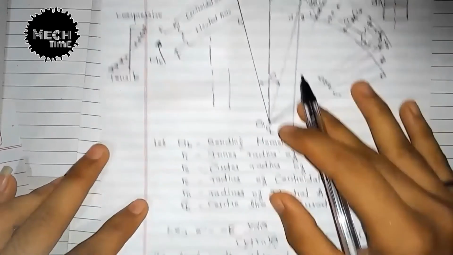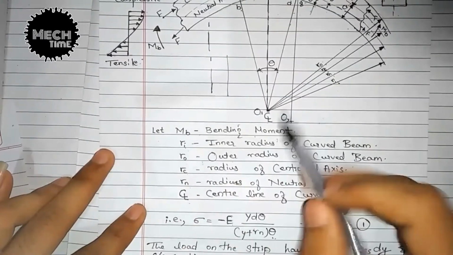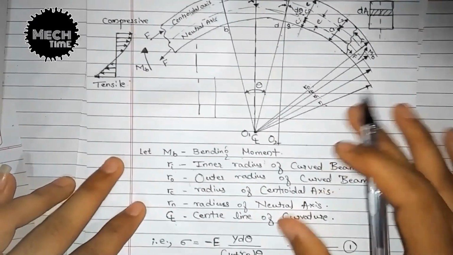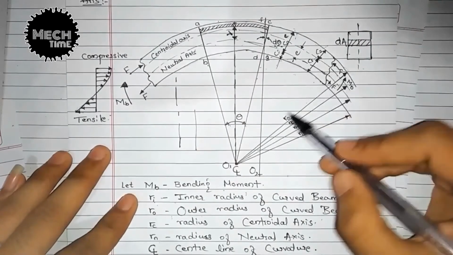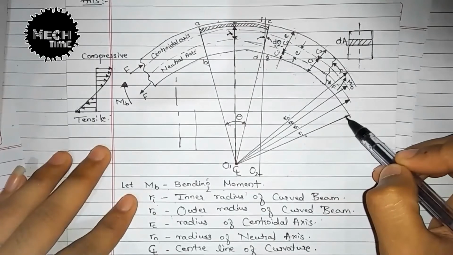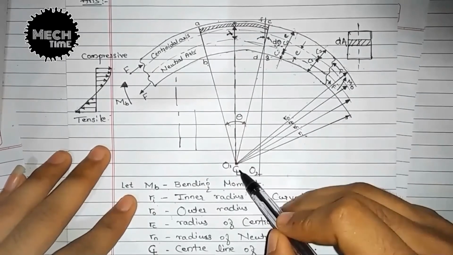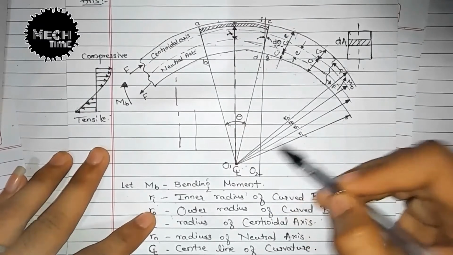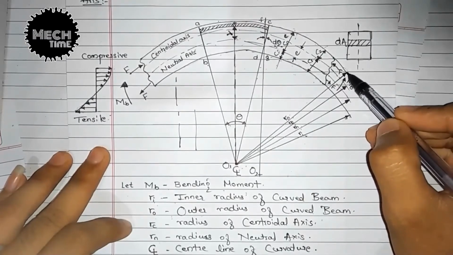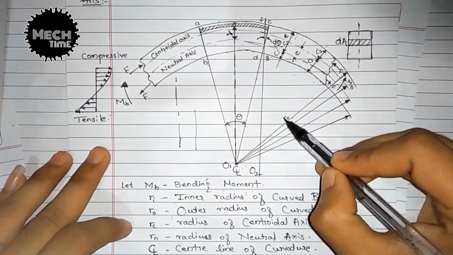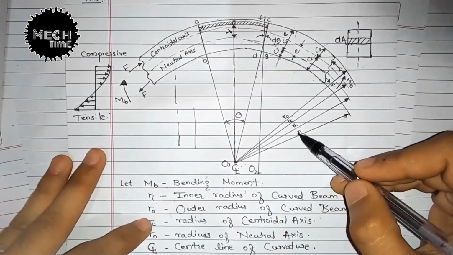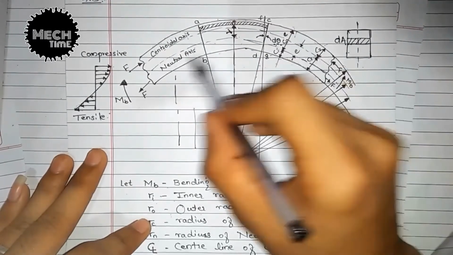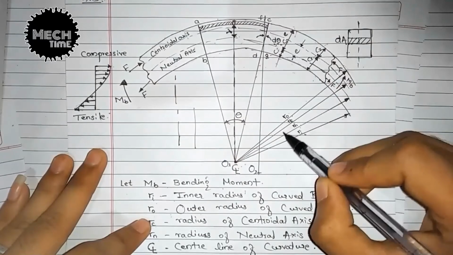Let MB be the applied bending moment. RI is the inner radius of the curved beam, measured from the center of curvature. RO is the outer radius of the curved beam. RC is the radius of the centroidal axis. As I told, this is the centroidal axis, this is the neutral axis, and Rn is the radius of the neutral axis.